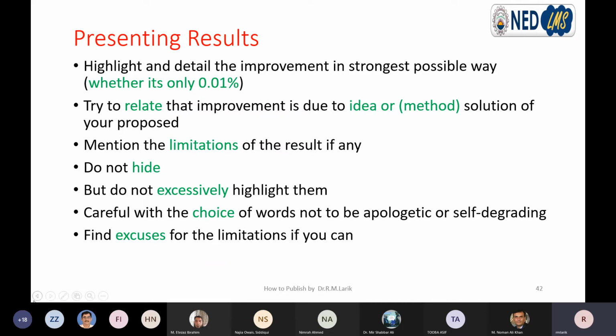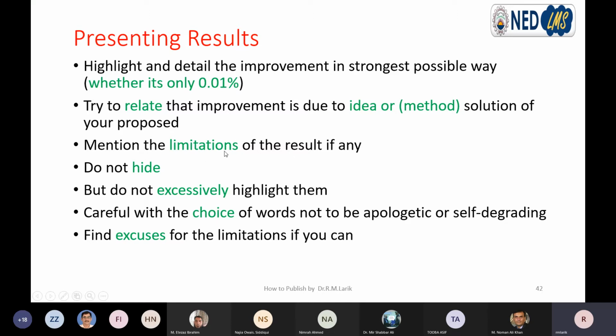Also, because when you say that your work is perfect, then the editorial team will ask how it is perfect, because every work has some limitations, right? So don't hide your limitations. You have to mention them, but in a controllable manner, right? Not too much. So do not excessively highlight them.